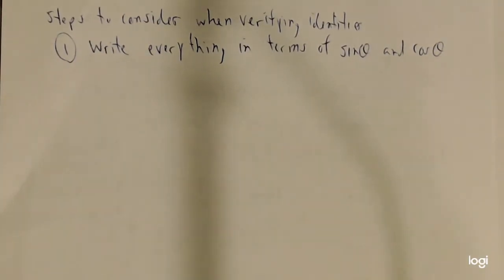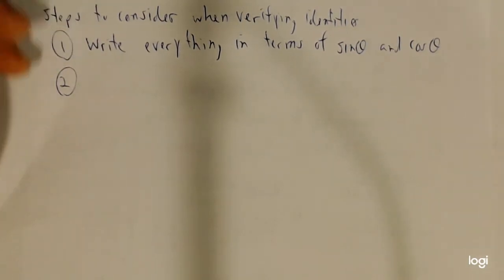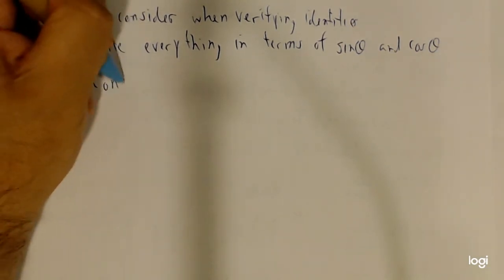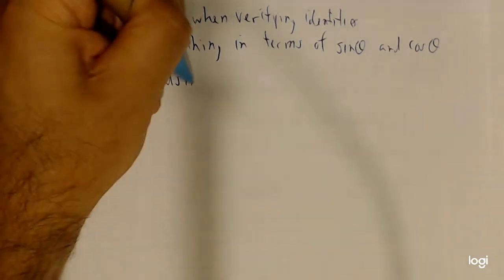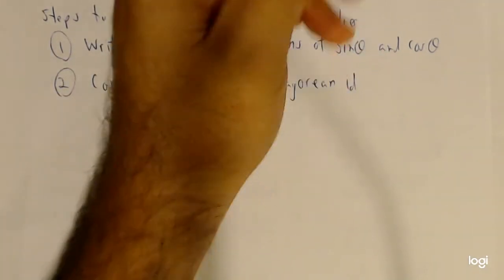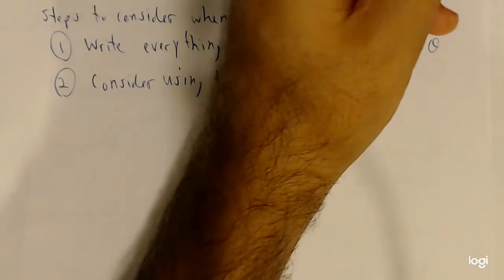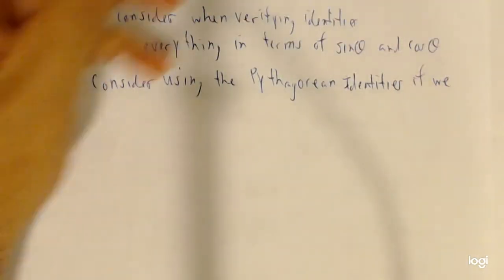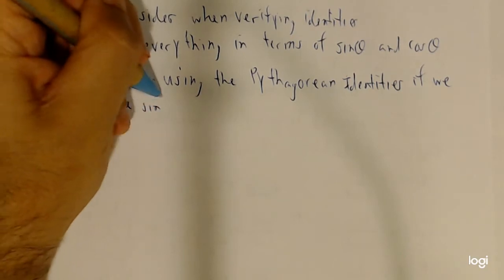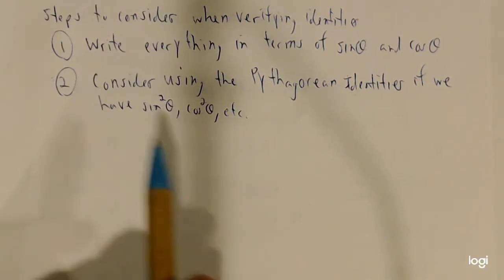You could say, look, I'm going to write everything in terms of sine and cosine and see where that gets me. The second thing you could consider is using the Pythagorean identities, if we have, let's say, sine squared theta or cosine squared theta, or if we have some trig function squared.